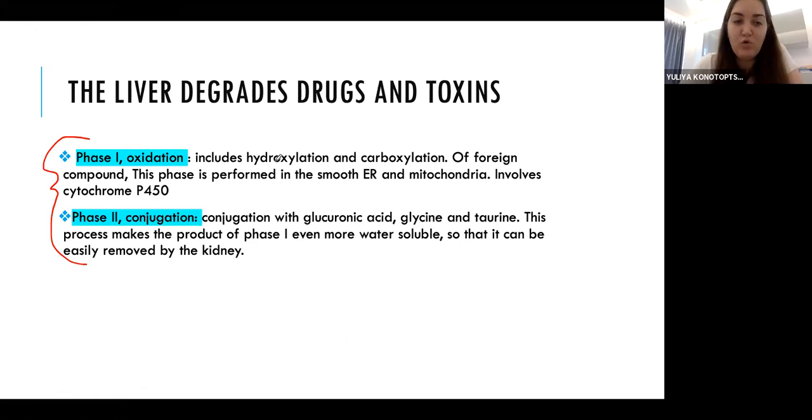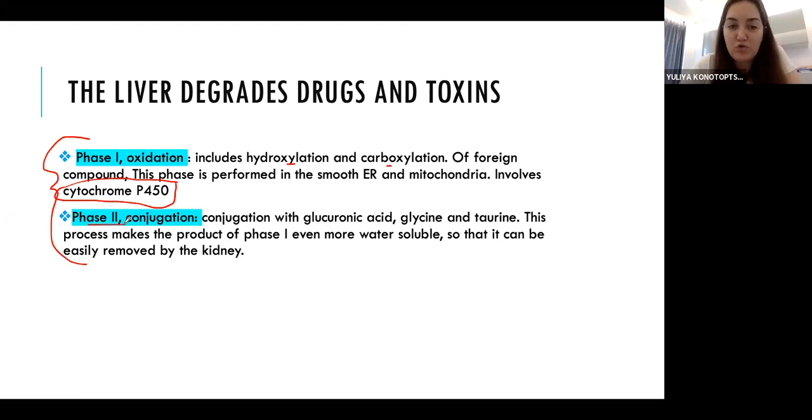For now, just an overview: we have phase one, which is oxidation. Here we use a very important substance called cytochrome P450. That's an enzyme which hydroxylates and carboxylates your toxin or drug. It just adds these two groups to the toxin that you're trying to get rid of, right? So this is phase one, oxidation.